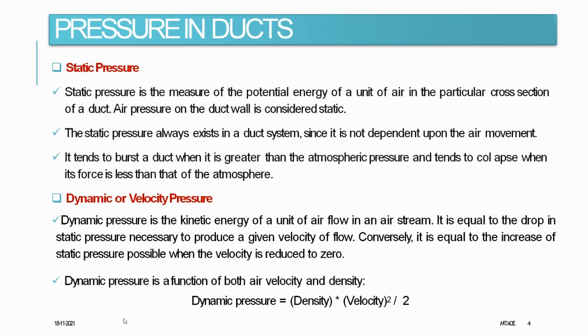Now, what kinds of pressure are there inside the duct? There are two pressures inside the duct: static pressure and dynamic pressure. Dynamic pressure is also called velocity pressure. We will see them one by one. First is static pressure. Static pressure is the measure of the potential energy of a unit of air in a particular cross section of the duct. Air pressure on the duct wall is considered static.